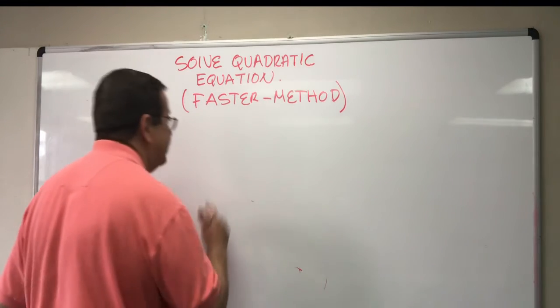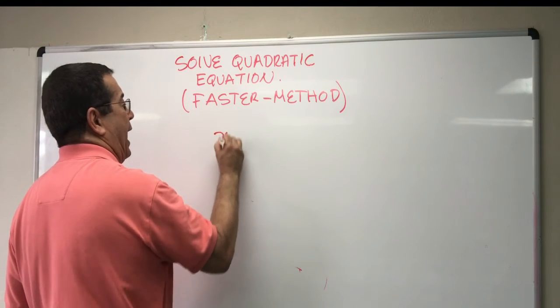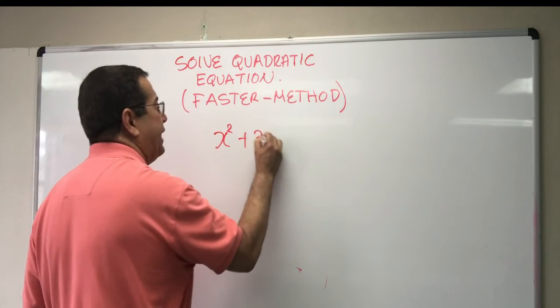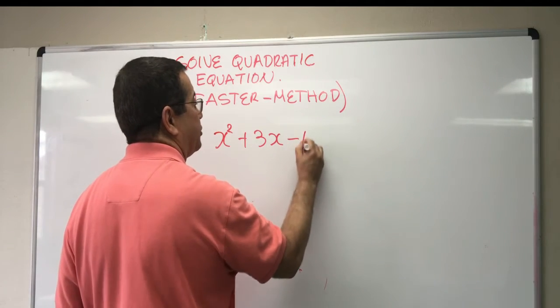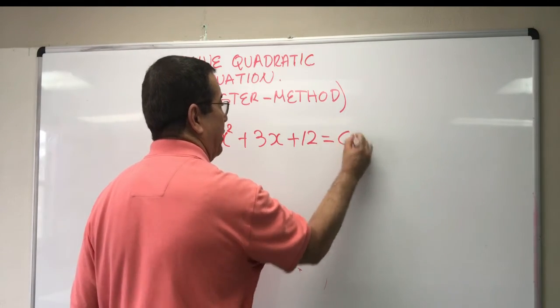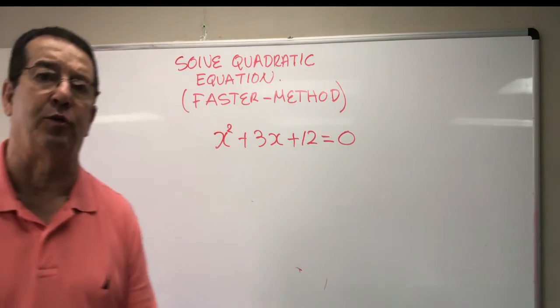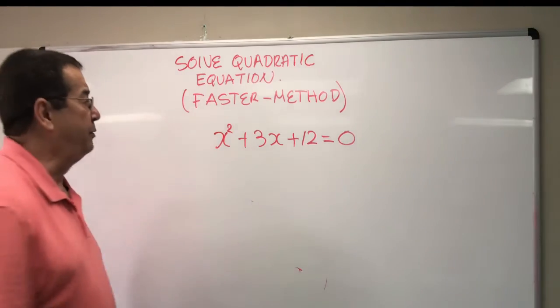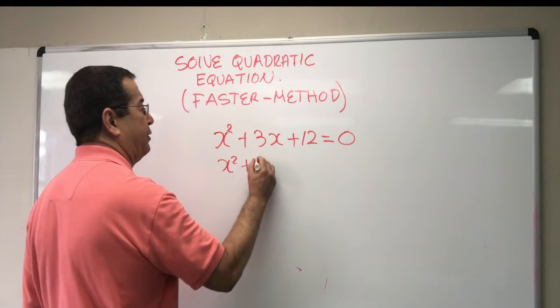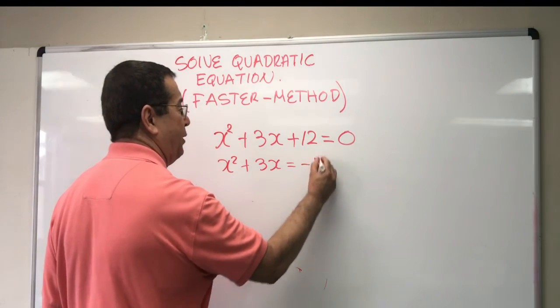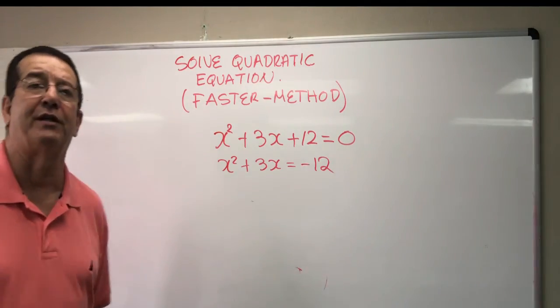I'm going to do one example where they see an imaginary solution. This is x squared plus 3x plus 12 equals 0. Find the solution of this one. The same thing: you move the 12 to the other side, and it's negative 12.